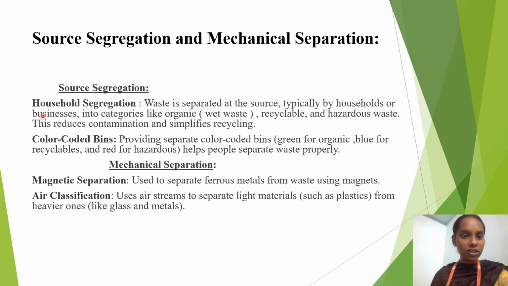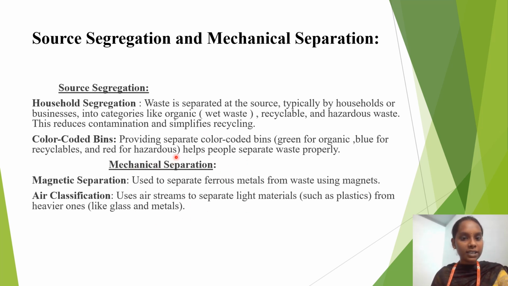First one is source segregation. Household segregation means that waste is separated at the source, typically by households or businesses, into categories like organic or wet waste, recyclable and hazardous waste. This reduces contamination and simplifies recycling. Next, color coded bins. Providing separate color coded bins, green for organic, blue for recyclables and red for hazardous, helps people separate the waste very properly.